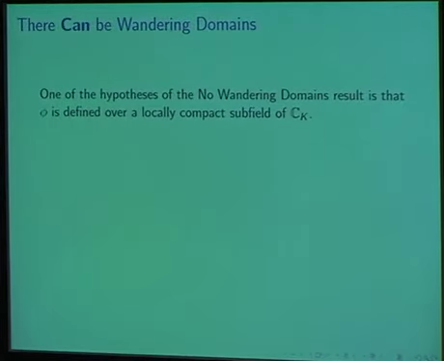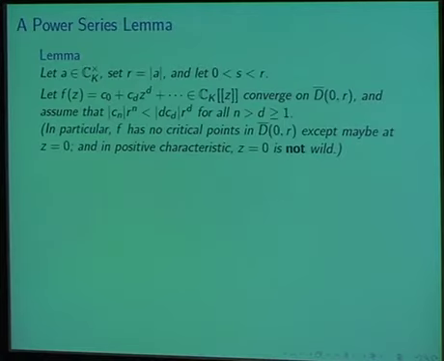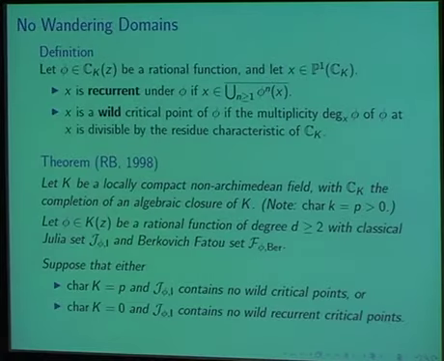All right. Anyhow, so there's no wandering domains. Well, except that there can be wandering domains. So when I first got the result, the hope was, I had to assume these technical hypotheses. So there's sort of two technical hypotheses here.